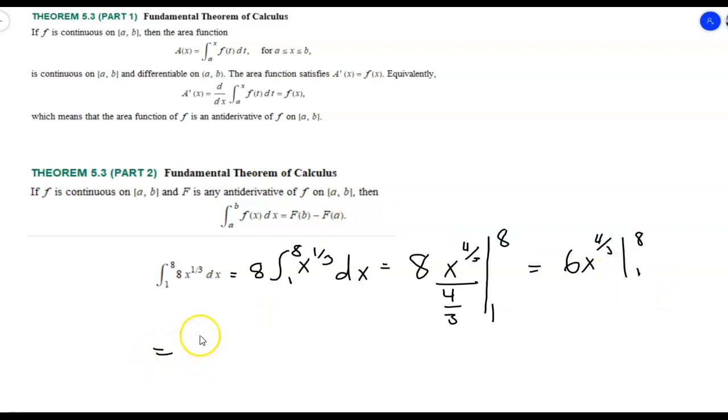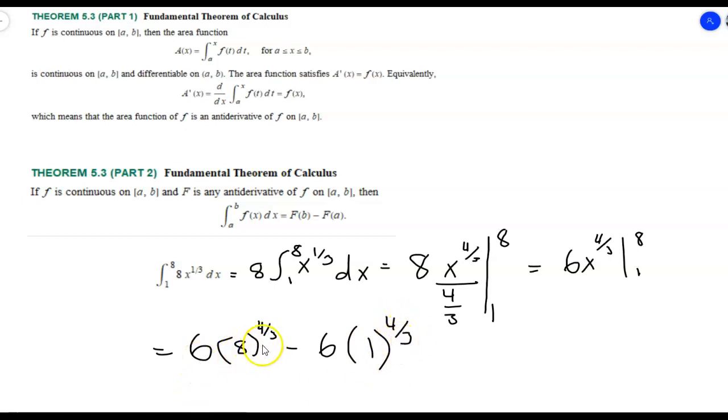So this is going to be 6, and then we're going to have 8 to the 4/3. So this is the function evaluated at the upper limit, minus 6 times 1, that's the lower limit, to the 4/3.